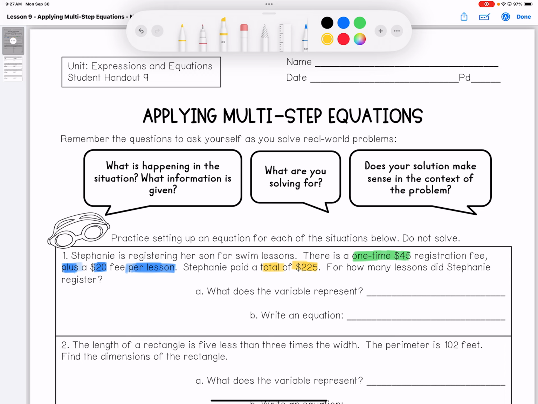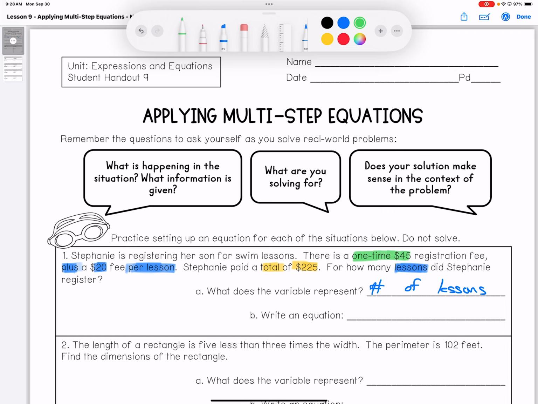And then the variable is going to be how many lessons. That's what it's looking for. How many lessons did she go to? All right, so let's write the problem. What does the variable represent first? The variable represents the number of lessons. That's what we're looking for. That's what the question asks for.